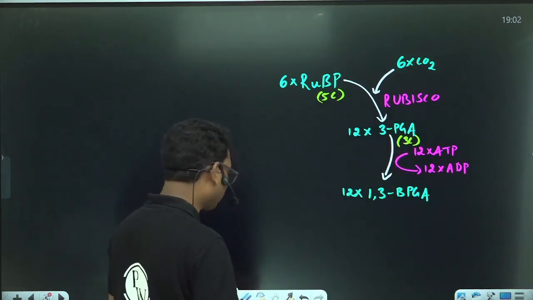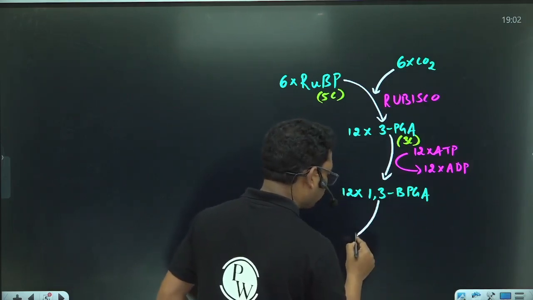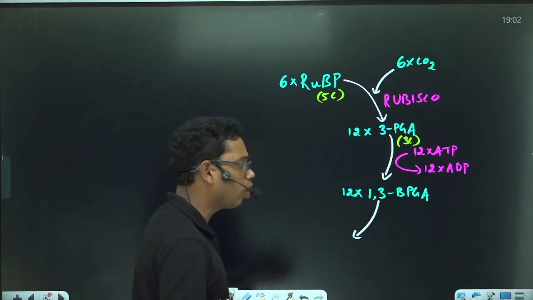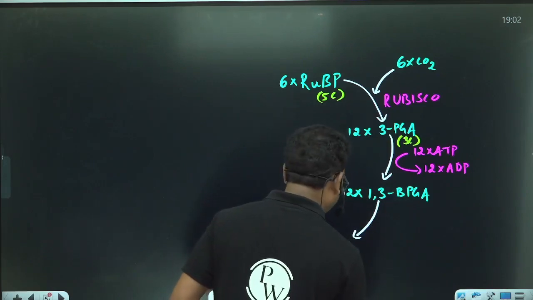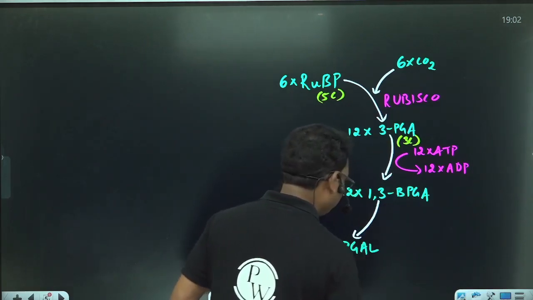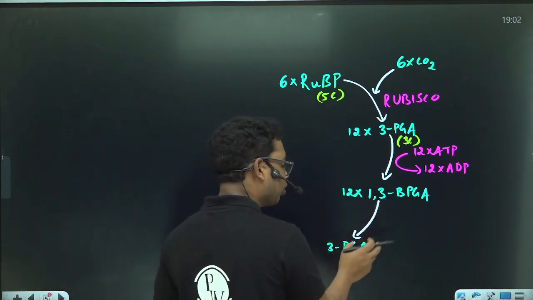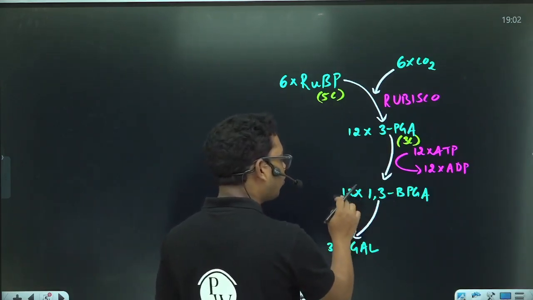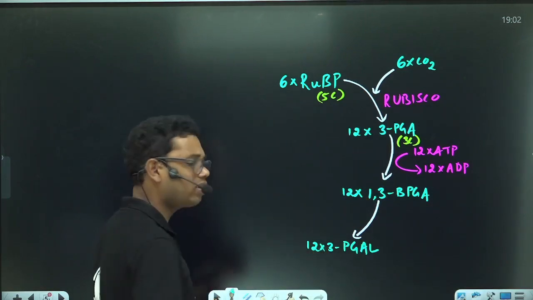In the next step, this 1,3-bisphosphoglyceric acid will be reduced to form 3-phosphoglyceraldehyde, 3PGAL. One molecule of bisphosphoglyceric acid produces one molecule of 3-phosphoglyceraldehyde, and here we have 12 molecules, so we will get 12 molecules of 3-phosphoglyceraldehyde.